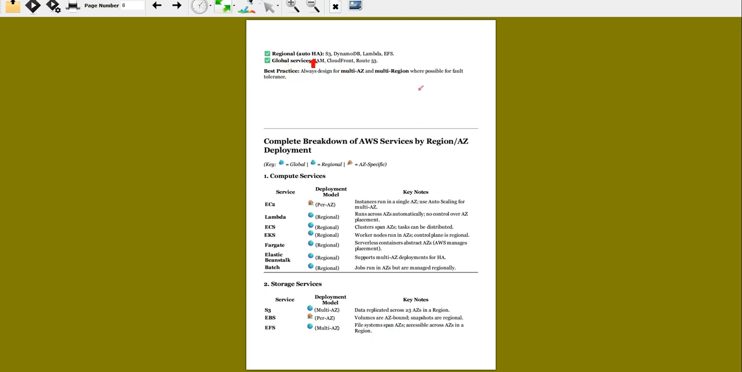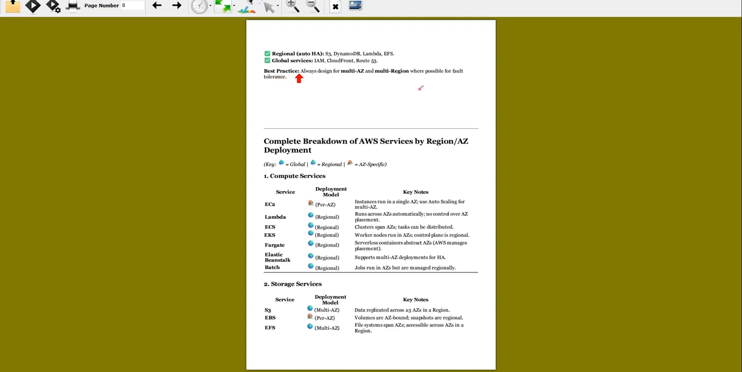And now regional auto high availability: S3 is automatically highly available, along with DynamoDB, Lambda, and EFS, Elastic File System. And the global services are IAM, CloudFront, and Route 53. So they are automatically global services. This is very important.